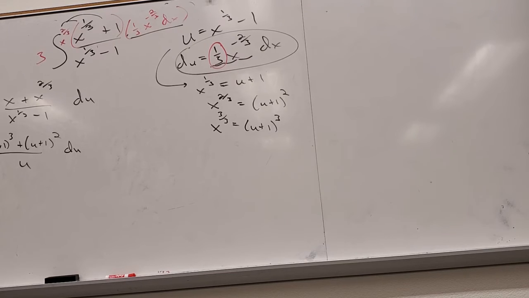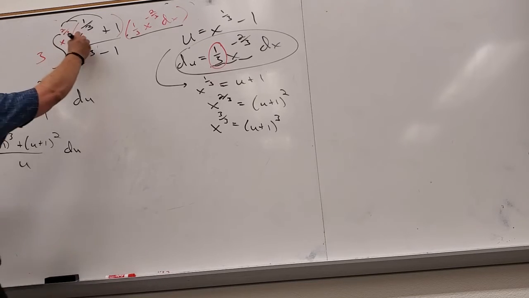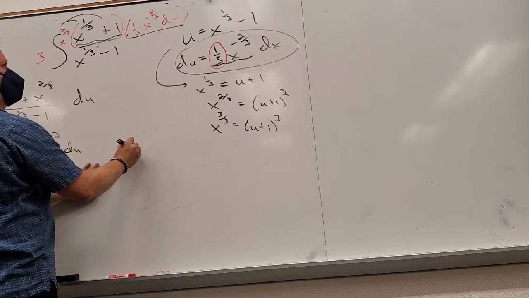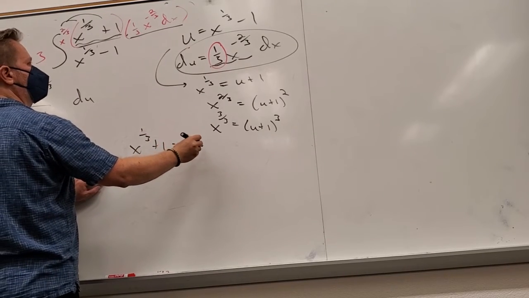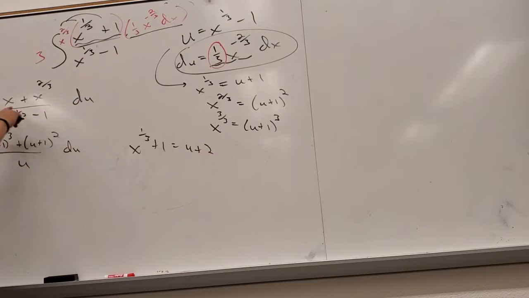All right, so now here, I want you. Let me see. Is distributing them out the right decision to go with here? Do it a little bit cleaner. Instead of distributing, you can just say that x to the 1/3 plus 1 is u plus 2. Yeah. And then x to the 2/3 is u plus 1 squared. Okay, I like that even better.